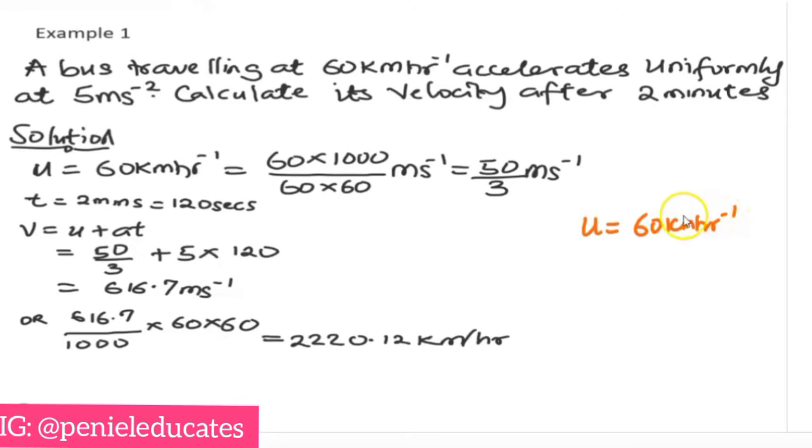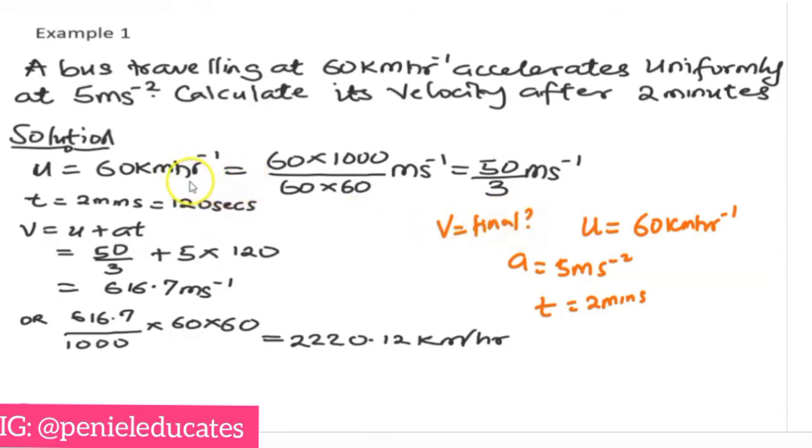Okay, then it said it then accelerates uniformly at this. So our a, which is the acceleration, is 5 meter per second squared. That's the acceleration. Okay, now calculate its velocity after 2 minutes. Our time is 2 minutes. Okay, so I'm going to calculate its velocity. That is the final velocity. Okay, that's what we say we should calculate.